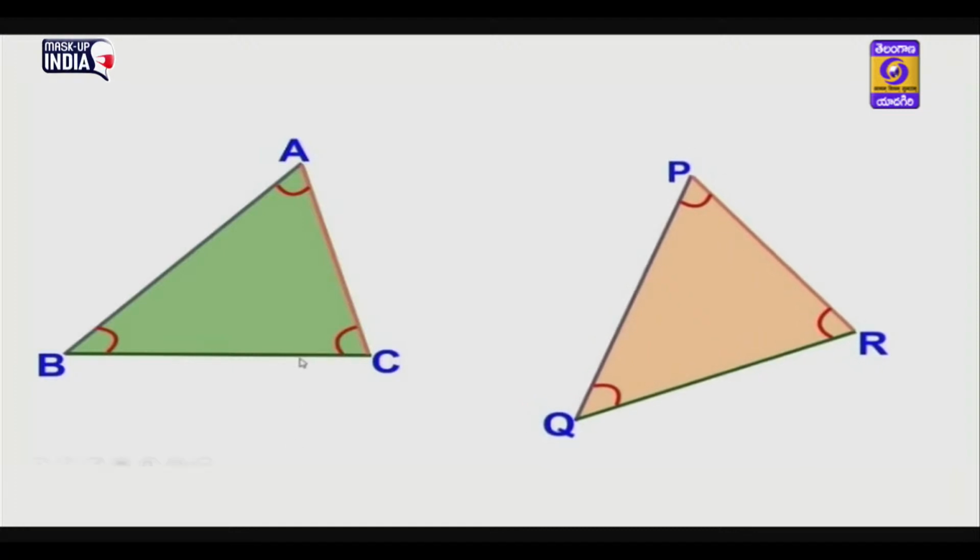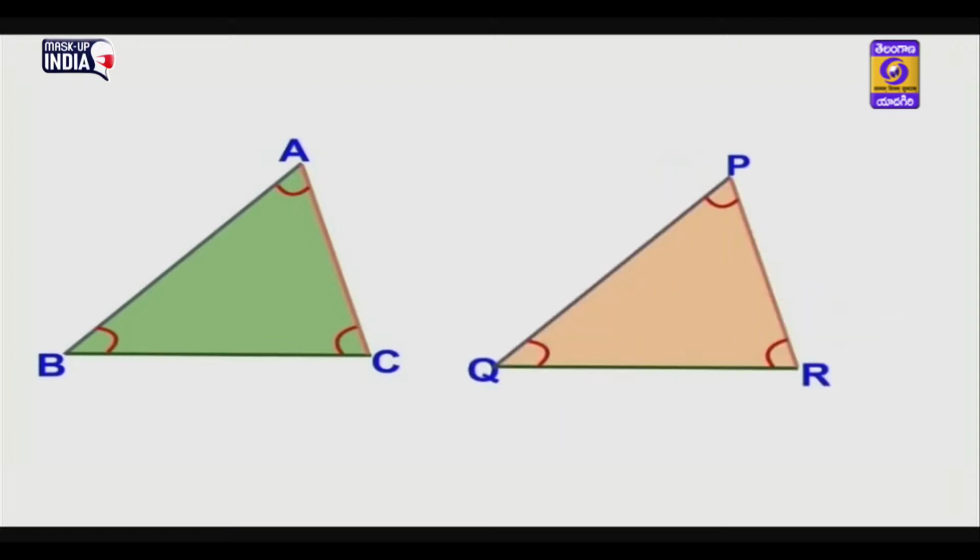After rotating, we do not see any change in its shape or size. So, the two triangles remain congruent even after rotation, just their orientation changes, not their congruency.